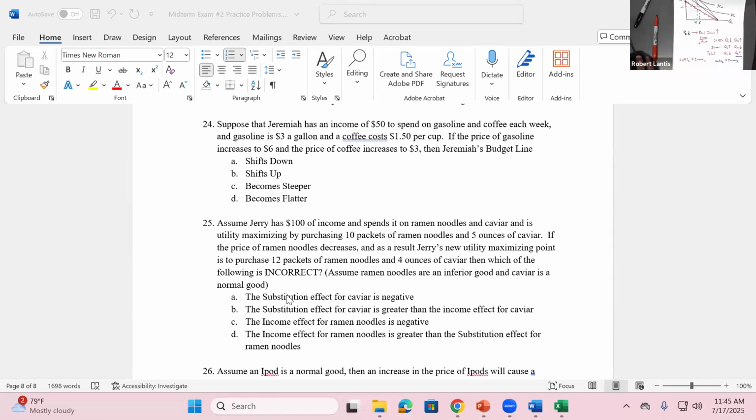So if I'm thinking about which of these are incorrect. So we said the substitution effect for caviar was negative. That one's correct. Substitution effect for caviar must be greater than the income effect. We said that one was true as well. The income effect for ramen noodles is negative. That one was also true. So the income effect for ramen noodles is greater than the substitution. Well, no, there we said the substitution effect was also greater than the income effect for ramen noodles. Excuse me. So the one that is incorrect would be answer D.